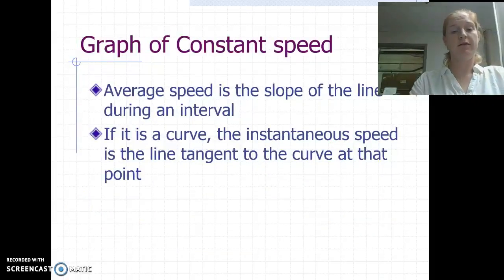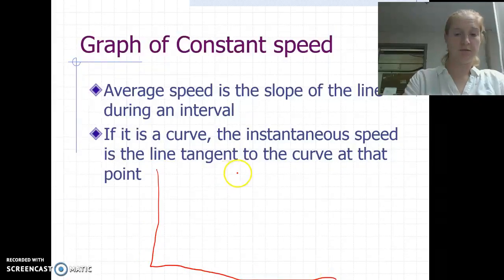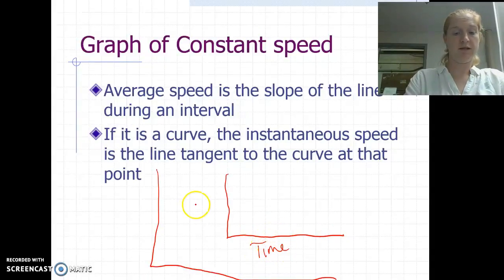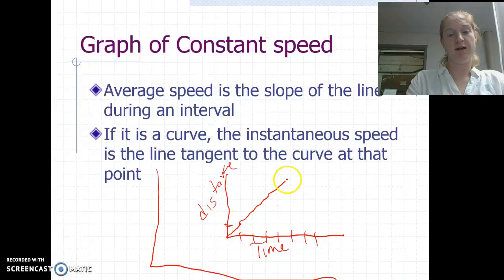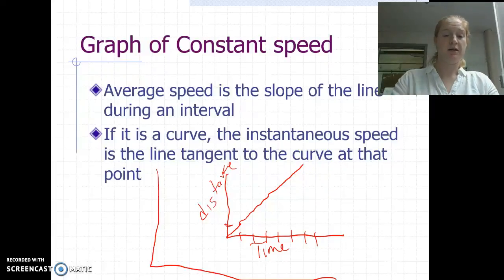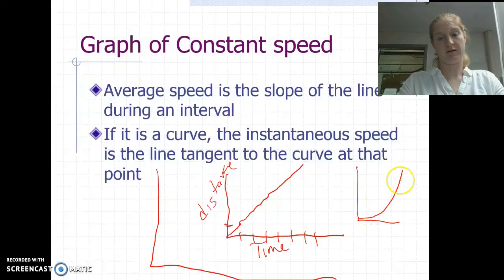Okay, last thing I want to go over, graph of constant speed. Ooh, that's a terrible graph. Okay, try again. The graph is distance over time. If you're going at constant speed, if these were all markers of seconds, in 1 second you might go 1 meter, in 2 seconds, 2 meters. This is constant. If it's a curve, the instantaneous speed is a tangent, which would be like that. So at this particular point, what is the slope at that particular point?